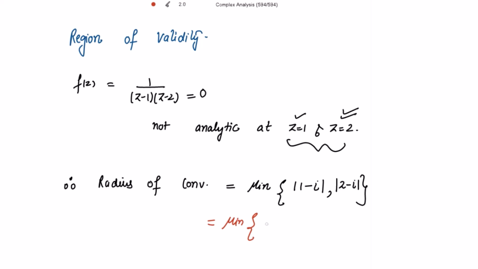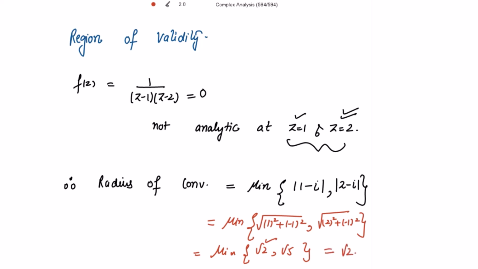What is the mod of 1 minus iota? It is square of the real part plus square of the imaginary part under the root. Then this is square of the real part plus square of the imaginary part under the root. So it is a minimum of, okay, this is 1 plus 1, that is square root 2. This is 4 plus 1, that is square root 5. Which is minimum? Square root 2. So the radius of convergence is square root 2. Right? So this is the region of validity.